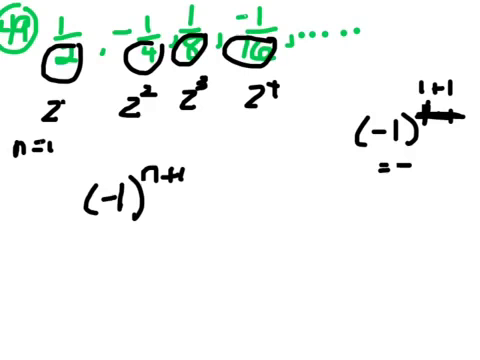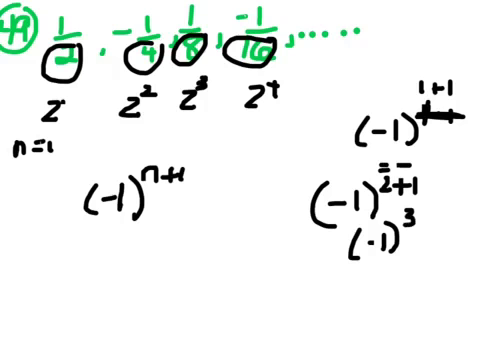Let's try this. If I had -1 to the n minus 1, let's say I'm on the second term. n would be 2. If I add 1, that would be negative 1 cubed. Negative 1 cubed would be negative 1. My second term is negative. Is this little thing working for me here?